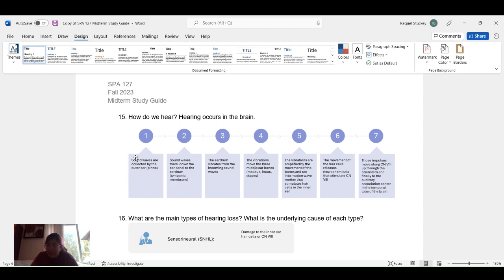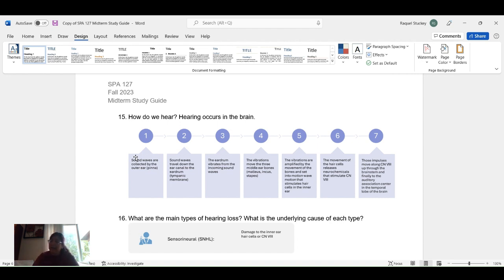Number 4, vibrations move the 3 middle ear bones: malleus, incus, and stapes. Number 5, vibrations are amplified by movement of the bones and set into motion to stimulate hair cells in the inner ear. Number 6, movement of the hair cells releases neurochemicals that stimulate cranial nerve 8. Number 7, impulses move along cranial nerve 8 up to the brainstem and finally to the auditory association center in the temporal lobe of the brain.